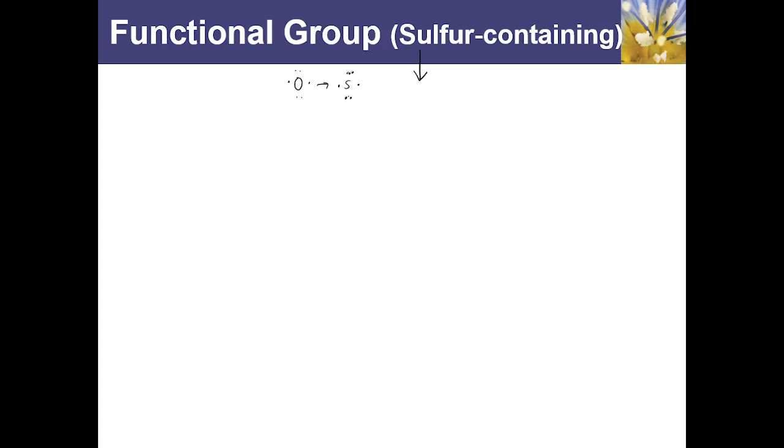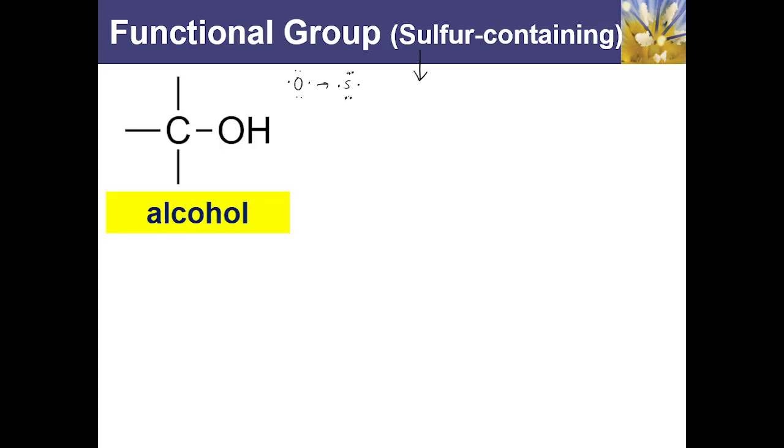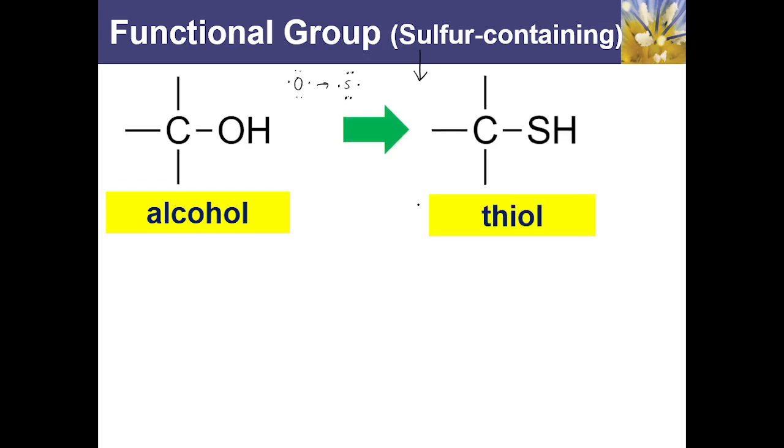So paano nagkakaroon ng sulfur-containing functional groups? So let's say you have an alcohol, 'di ba? An alcohol, you have a hydroxyl group bonded to carbon. Now imagine your oxygen here is replaced with sulfur, then we will call it another functional group. So this time we will call it your thiol. So let's say itong carbon na to, let's represent it as R. So if the functional group is RSH, we will call that your thiol.